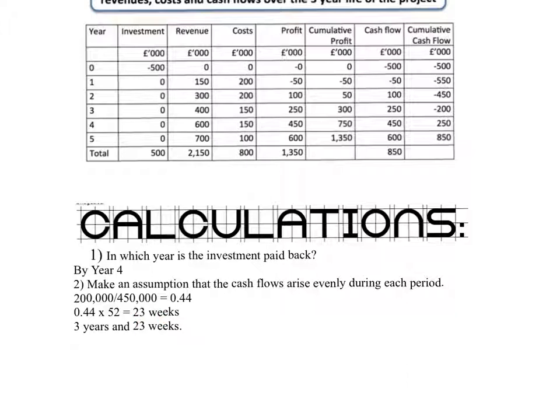So what we know therefore is that the project has been paid off in 3 years and 23 weeks, because we know it's before year 4, because in year 4 we have a positive number. So we know it's between year 3 and year 4. We know it wasn't at the beginning of year 3 because 200,000 is still due. So we use our cumulative cash flow for year 3. We do 200,000 divided by 450,000, giving us 0.44, times that by the weeks, giving us 23 weeks, and 3 years and 23 weeks.